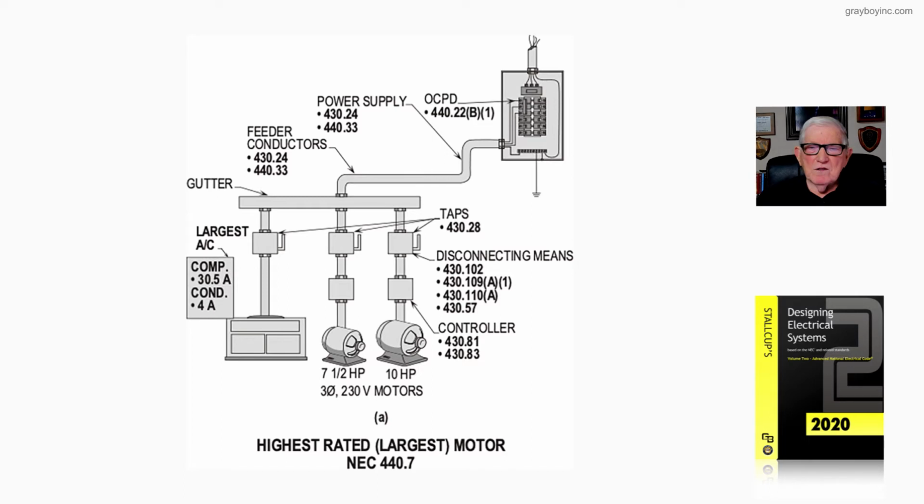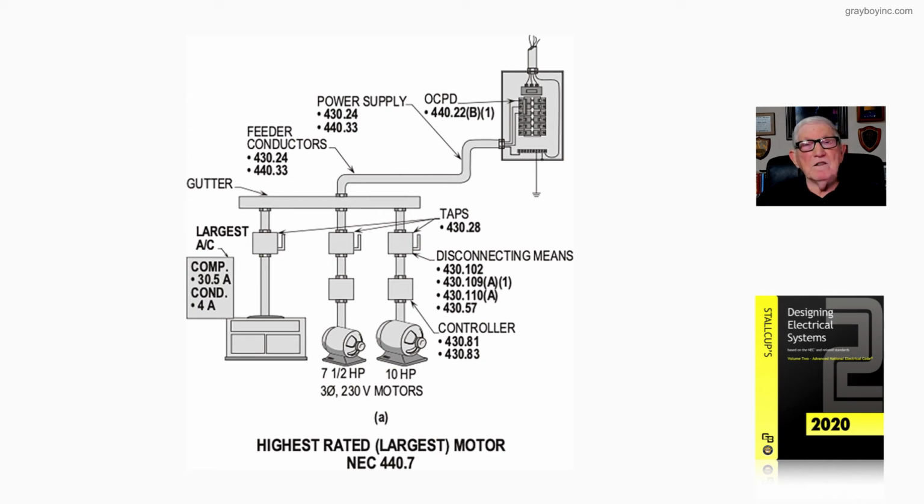But now notice in the illustration, you have a 7.5 horsepower motor, 3-phase, 230 volt, and you have a 10 horse. Now when these values are compared, we would find then that the compressor at 30.5 and the condenser motor, 4 amps, would produce the largest. So in this case, the largest motor is a compressor motor, not any one of the individual 2 motors that you see there.